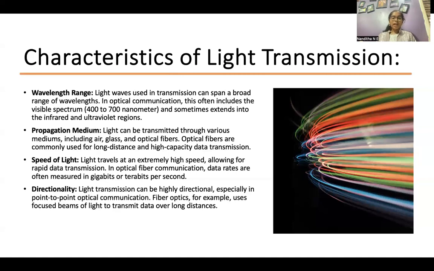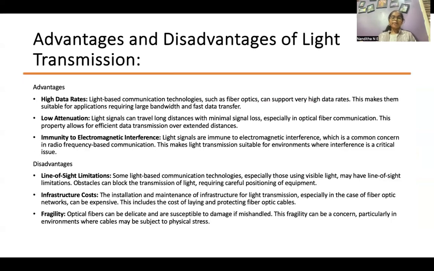Speed of light. Light travels at an extremely high speed, allowing for rapid data transmission. In optical fiber communication, data rates are often measured in gigabits or terabits per second. Directionality. Light transmission can be highly directional, especially in point-to-point optical communication. Fiber optics, for example, uses a focused beam of light to transmit data over long distances.